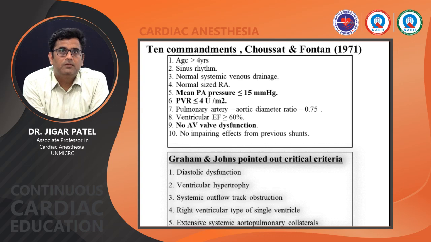But apart from these 10, these three are more important. We have to look for them. First is the mean PA pressure. It should be less than 15, and PVR should be less than 4, and simultaneously there is no AV valve dysfunction. Later on, Graham and colleagues pointed out some critical criteria which are not included in these 10 commandments. One is diastolic dysfunction. You have to look for it: ventricular hypertrophy, then systemic outflow tract obstruction, then right ventricular type of single ventricle, and extensive systemic aortopulmonary collaterals. So if the patient has these five features, then they are not an ideal candidate for Fontan surgery.